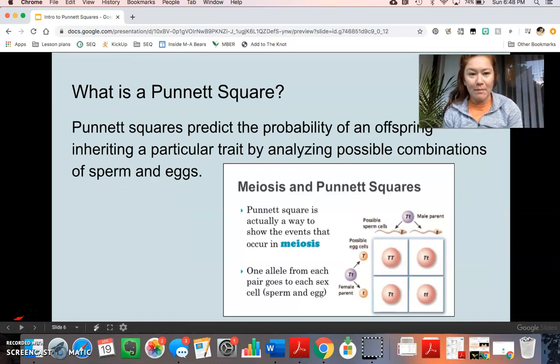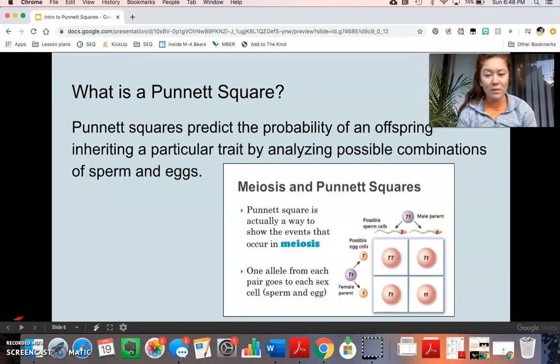We are going to be using a Punnett square. A Punnett square predicts the probability of an offspring inheriting a particular trait by analyzing the possible combinations of sperm and eggs. So this is a tool that you can use in genetics, and you likely have used it in middle school, but maybe you haven't. And I really like this drawing because it's super clear about what's going on.